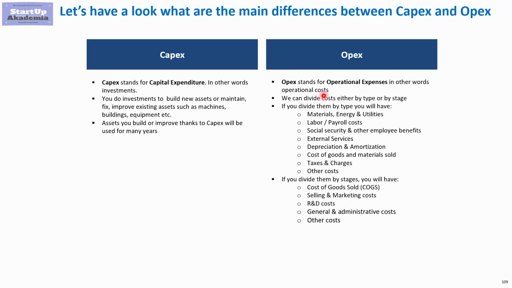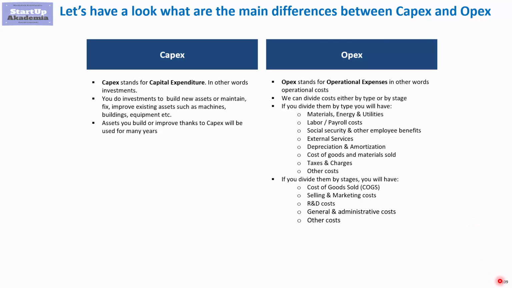By Opex, we mean operational expenses, operational costs, and we can divide them in two ways. One way is to divide them by type. For example, we've got materials, labor, social security, external services, depreciation, cost of goods and materials sold, taxes and others. Or you can define them by stages, where we would in most cases have cost of goods sold, selling and marketing costs, R&D costs, general administration costs and other costs. So this is in short what we mean by Capex and Opex. Capex are investments and Opex are operational expenses, operational costs.